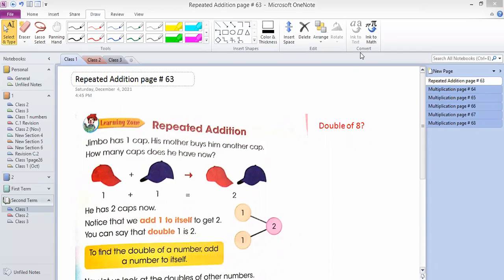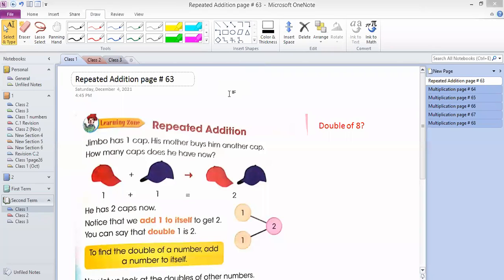The unit we are going to start is multiplication, and the topic we are going to study is repeated addition. So we will learn what multiplication is and what repeated addition is. We will also find out what a double is and how to find it, and in the class we will practice finding doubles as well.